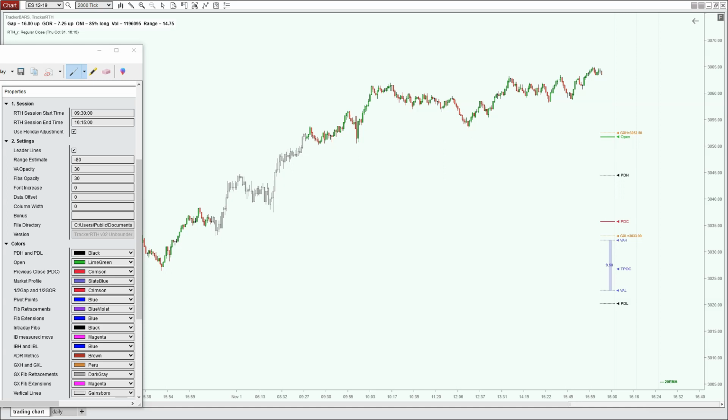Continuous halfback plots for each of the Globex and RTH sessions are available, given the popularity of halfback. Alternatively, you can opt to just show the current halfback location. Gap traders like to see half gap and half gap on range, so these are also included.